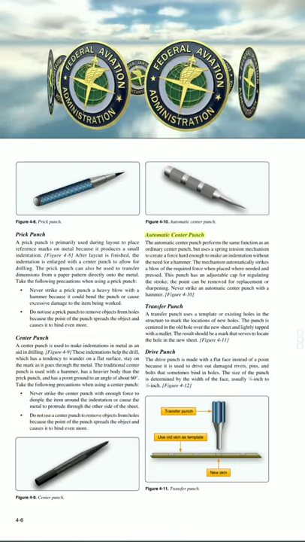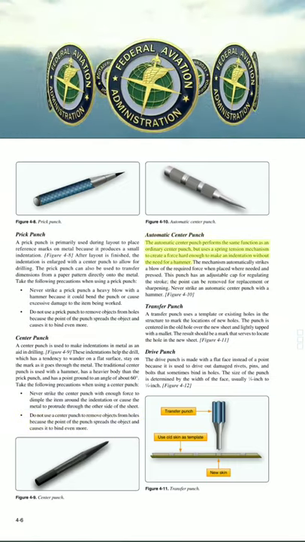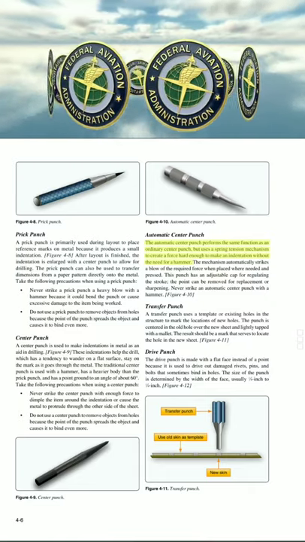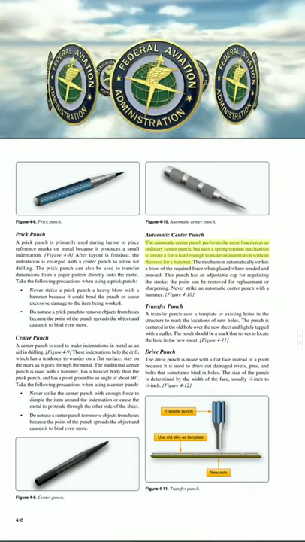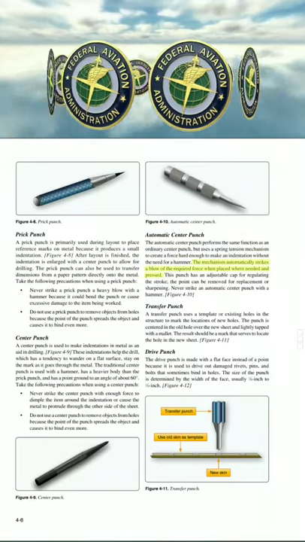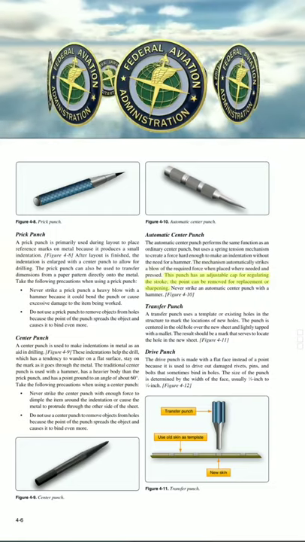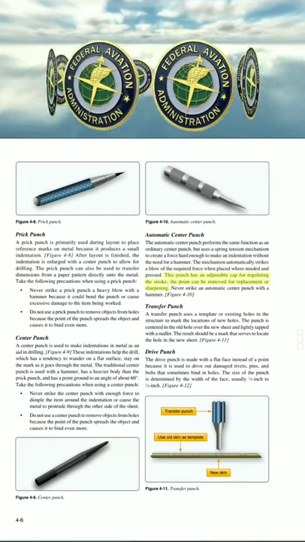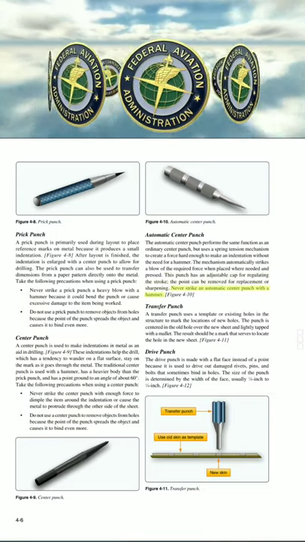Automatic center punch. The automatic center punch performs the same function as an ordinary center punch, but uses a spring tension mechanism to create a force hard enough to make an indentation without the need for a hammer. The mechanism automatically strikes a blow of the required force when placed where needed and pressed. This punch has an adjustable cap for regulating the stroke. The point can be removed for replacement or sharpening. Never strike an automatic center punch with a hammer.